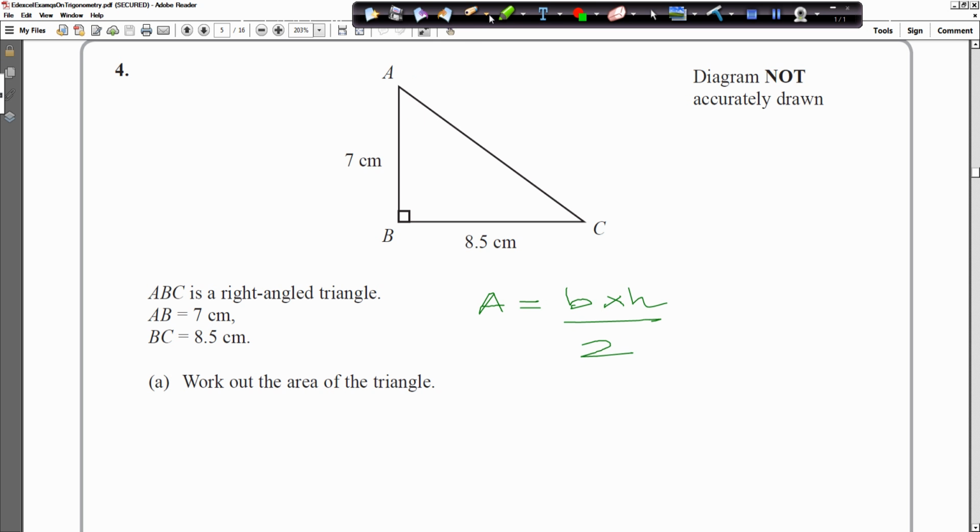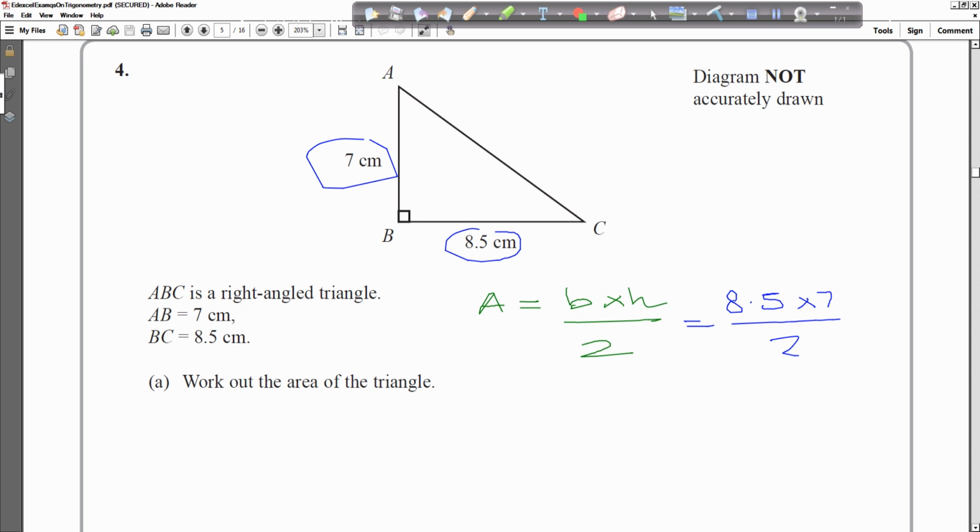So now what we need to do, put the values in there instead. So your base is here and your height is here. It doesn't really matter which order you put them in. So that's 8.5 multiplied by 7 divided by 2, and that will give us an answer of 29.75. Okay, let's put the answer down. So we say area, and they haven't given us any specific accuracy, so we're going to give just the full answer. 29.75 centimeters squared. Lovely. Done.